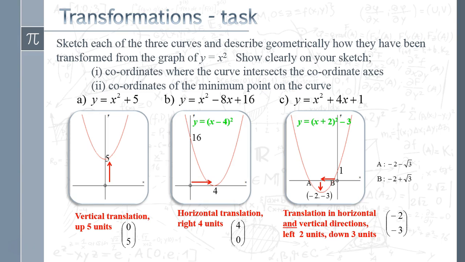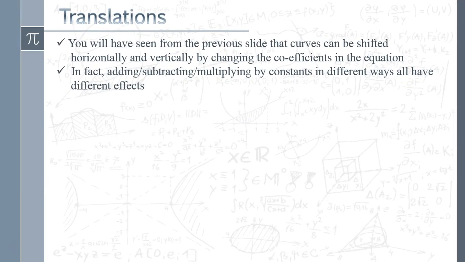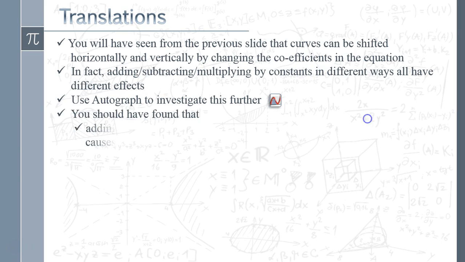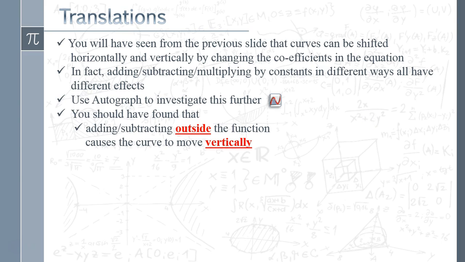Okay, so hopefully there's nothing particularly new or surprising in that. So let's just go and have a look at what's going to happen. So first of all, translations, as I said, Autograph or GeoGebra would be a good place to go to play around with these things. And if we've done that, you should find that first of all, if you're just going to add a number outside our function, it's just going to cause the graph to move up or down. It's going to cause it to move vertically.